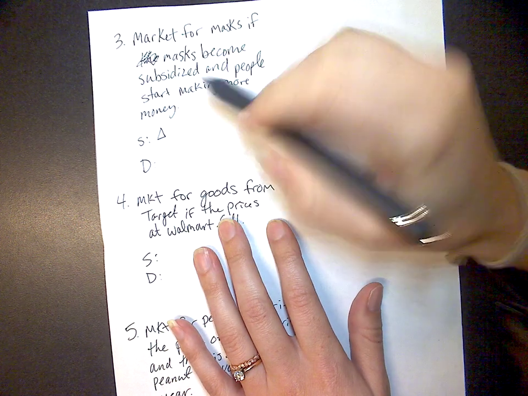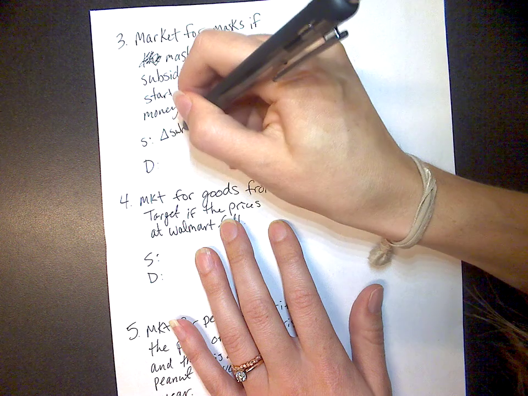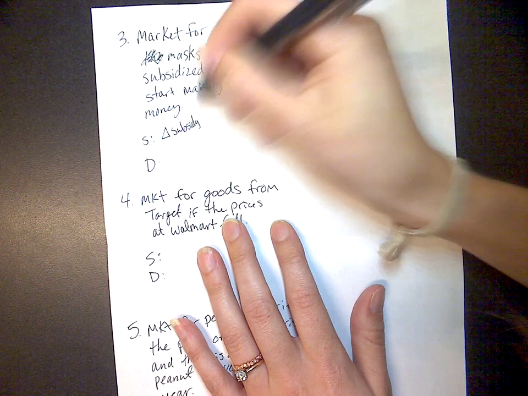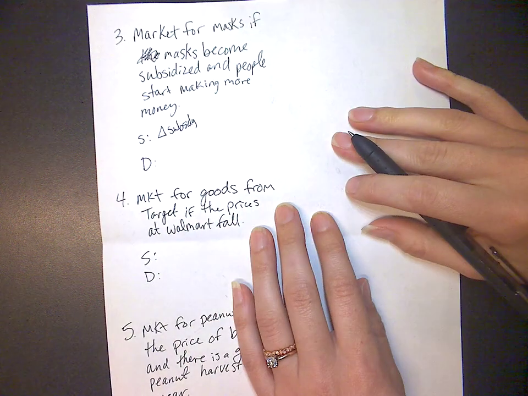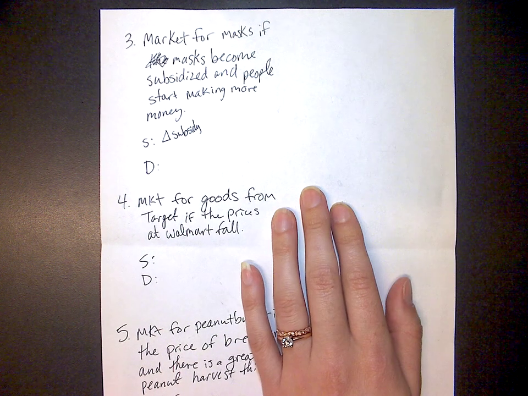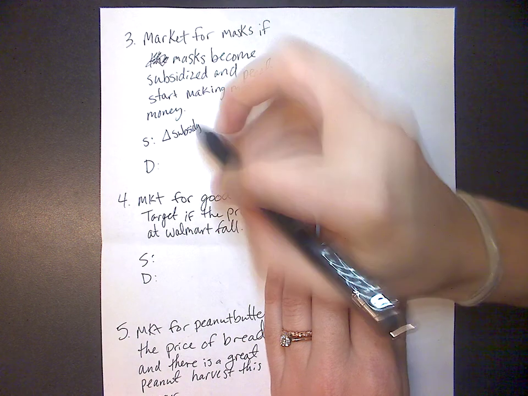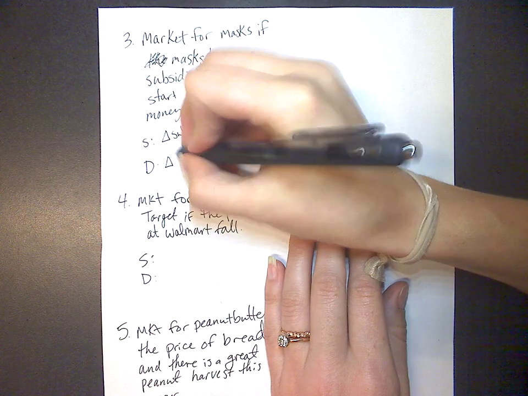Okay, supply shifter, masks become subsidized, okay? So that's change in subsidy, okay? So remember, subsidy is a reverse tax. So instead of the company having to pay for producing a product like they do with the tax, the company gets extra money from the government for having produced and sold a product, okay? And then people start making more money, that's change in income.